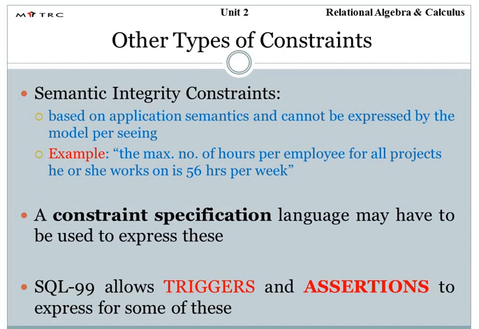For example, the maximum number of hours per employee for all projects he or she works on is 56 hours. That means I am going to predict that whatever the number of hours, that is 56, is denoted and obtained on the basis of the maximum number of hours. That means the working hours are the application or the context over which the integrity constraint is being defined. So this is the semantic. That means we are predicting the working hours.